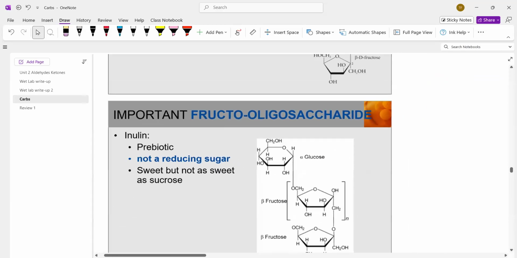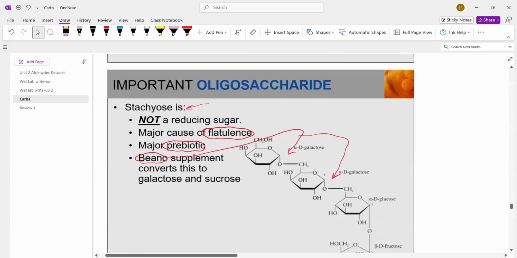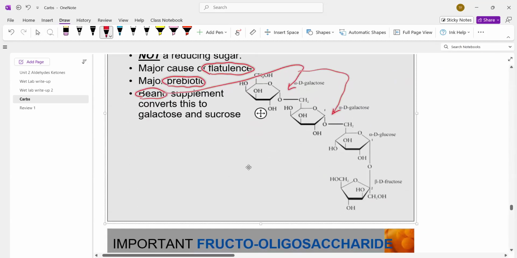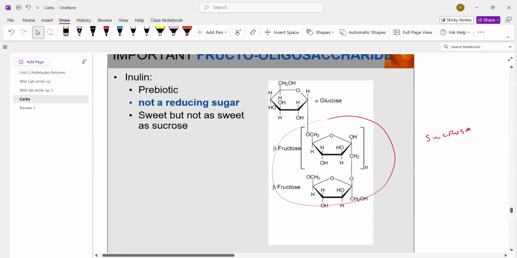Now, there's another type of oligosaccharide, and those are called fructo-oligosaccharides. So instead of these guys being sucrose, like this guy here, that's sucrose right there, it ends up being a chain of fructoses.